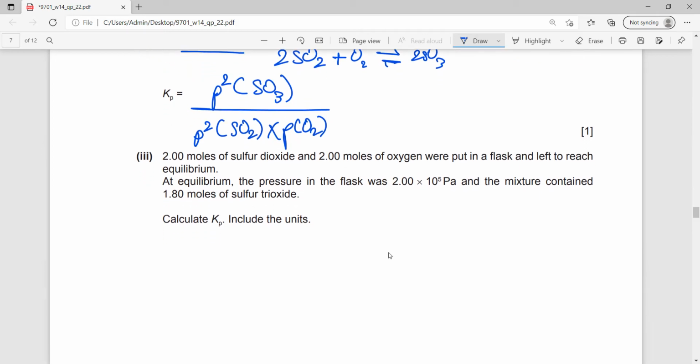Now, this is a problem involving Kp. So 2 moles of sulfur dioxide and 2 moles of oxygen are put into a flask and left to reach equilibrium. At equilibrium, the pressure in the flask is given, and the mixture contained 1.8 moles of sulfur trioxide.